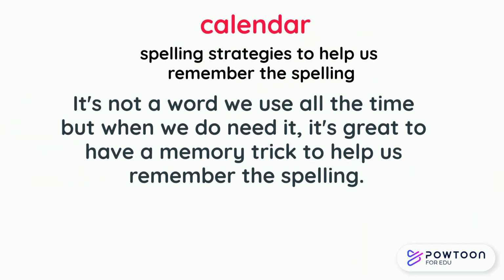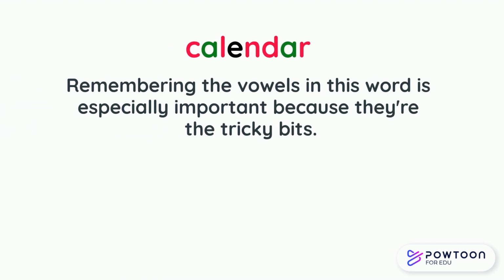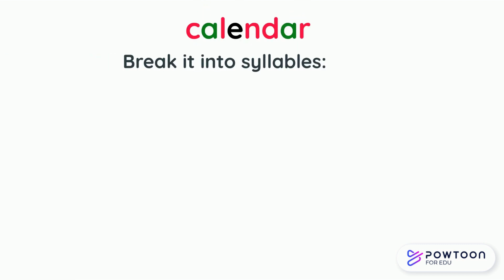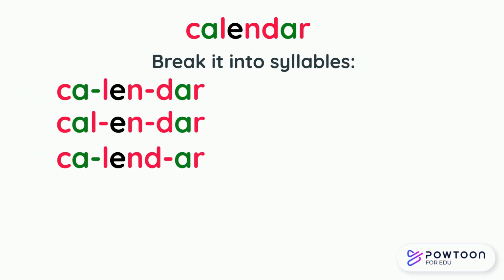It's not a word we use all the time, but when we do need it, it's great to have a memory trick to help us remember the spelling. Remembering the vowels in this word is especially important because they're the tricky bits. This is a great strategy for dyslexics. See the middle E between the two A's. And we can break it into syllables too.